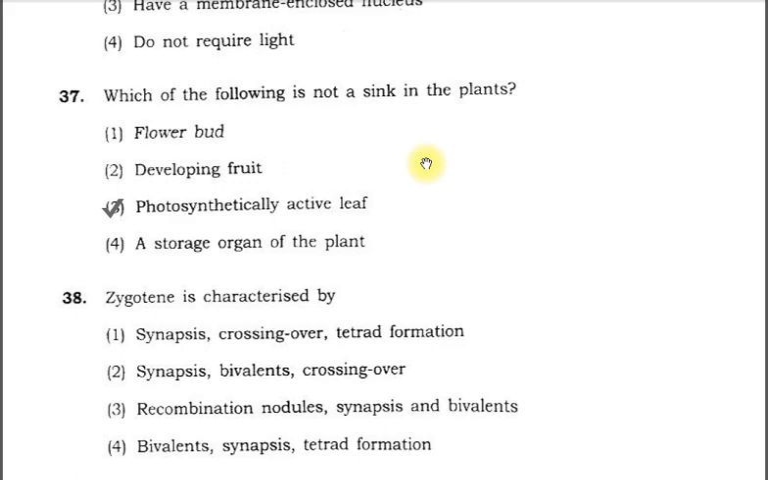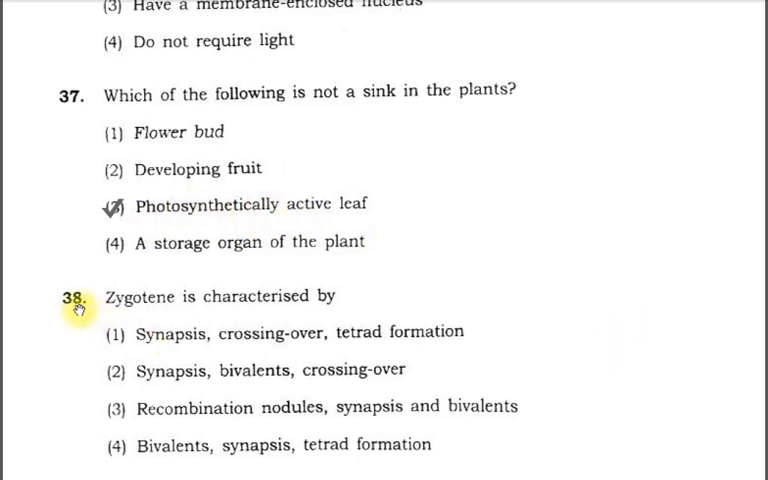Source is the potential capacity for photosynthesis. That means where there is photosynthesis, and the sink means where there is utility, where there is consumption of the photosynthetic products. So sink can be all the sites, it can be a flower bud, a fruit, a storage organ, but source is always where there is photosynthesis.